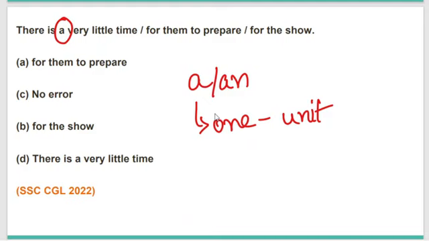But in this case, there is a very little time. In this sentence, we are using a before very little time. Now see, is time uncountable or countable? Time can be measured with the help of unit, like minutes, seconds, hours. We can measure time. Okay. So before time, we cannot say a time. Time is also uncountable, but we can measure time with the help of unit, just like milk, sugar, salt, clothes.